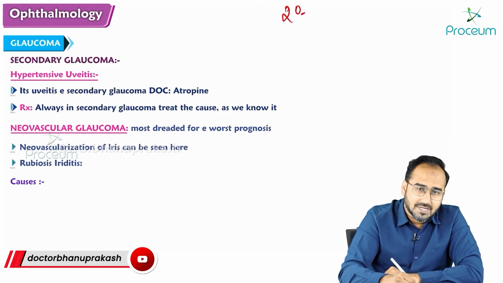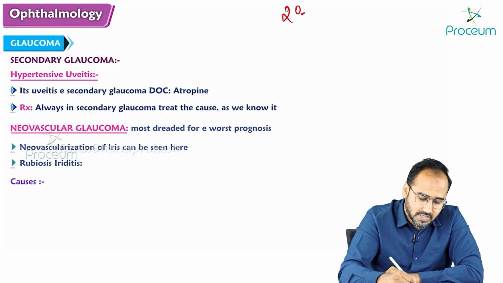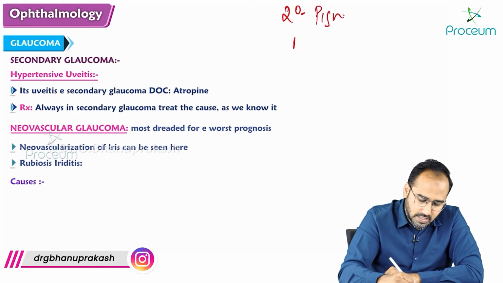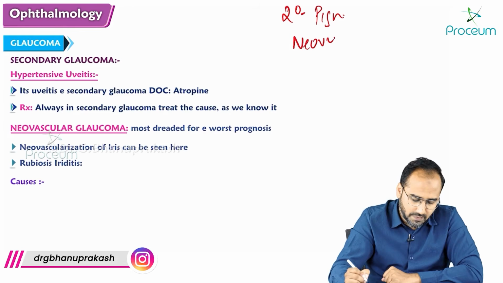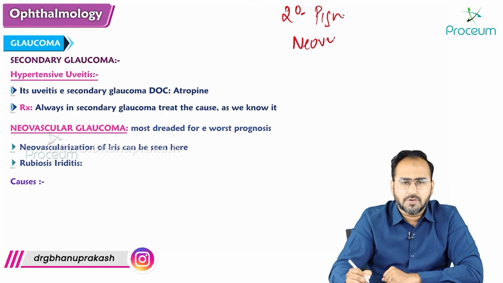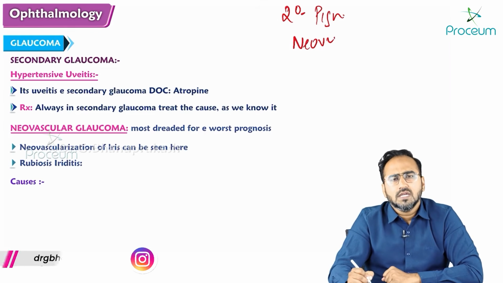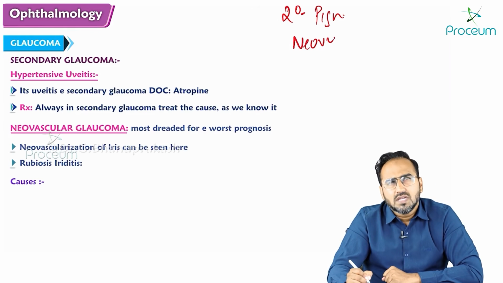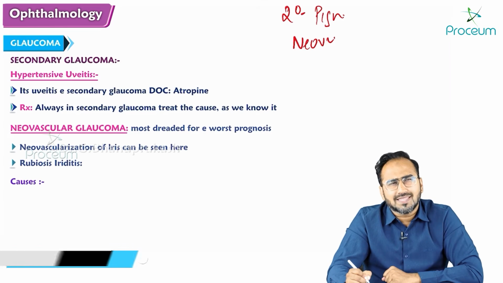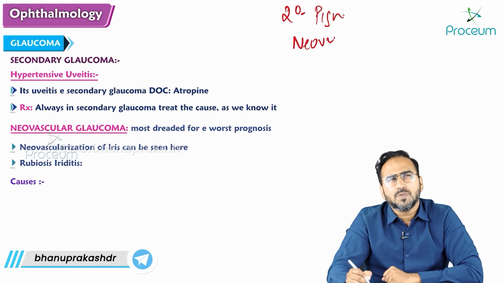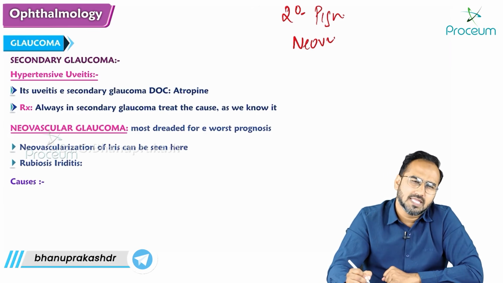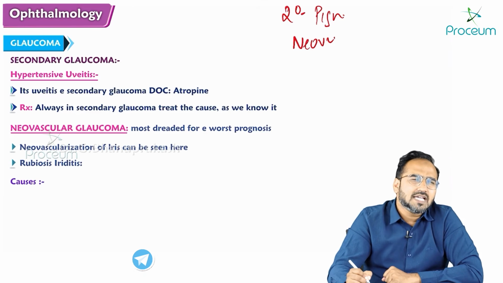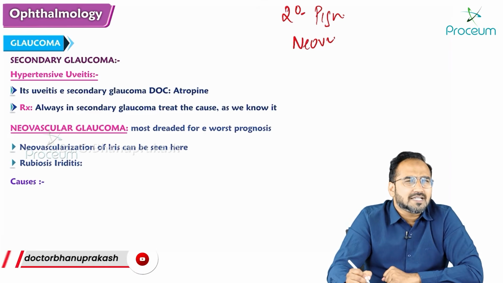Next, we are discussing secondary glaucoma, meaning glaucoma developing due to some underlying disorder. One is pigmentary. Second is neovascular glaucoma. Neovascular glaucoma means new blood vessels developing on the iris. When will new blood vessels develop on the iris? Whenever the eye senses that there is a hypoxia-like condition. The blood flow is decreased, the oxygen supply is decreased.